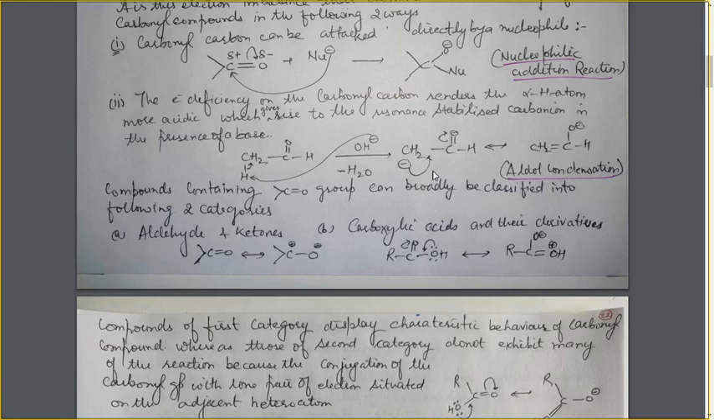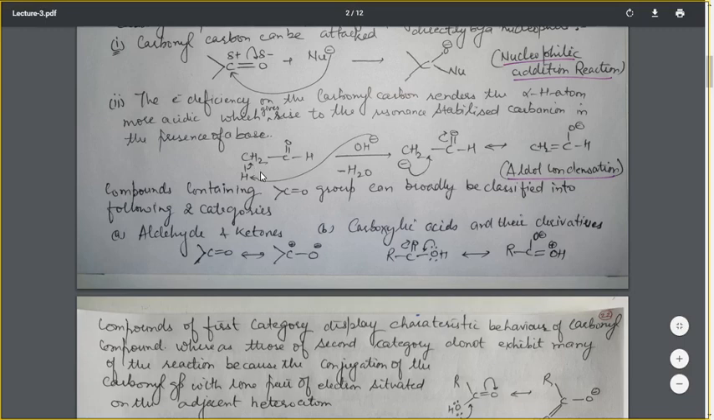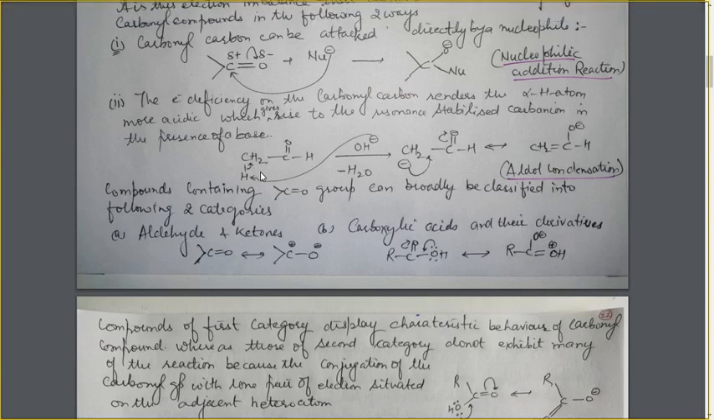As a result, it can form this resonance stabilized carbanion, and this resonance stabilized carbanion can further initiate the reaction. One such example is the aldol condensation, in which these types of species take part. So in these two ways, aldehydes and ketones take part in reactions. First is the nucleophilic addition reaction, and the second is through the formation of a resonance stabilized carbanion by the loss of an acidic H atom from the alpha position.